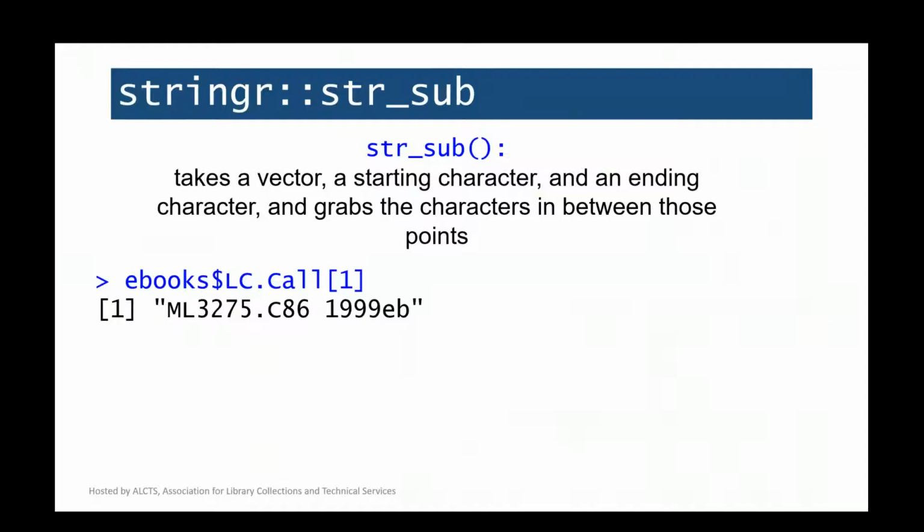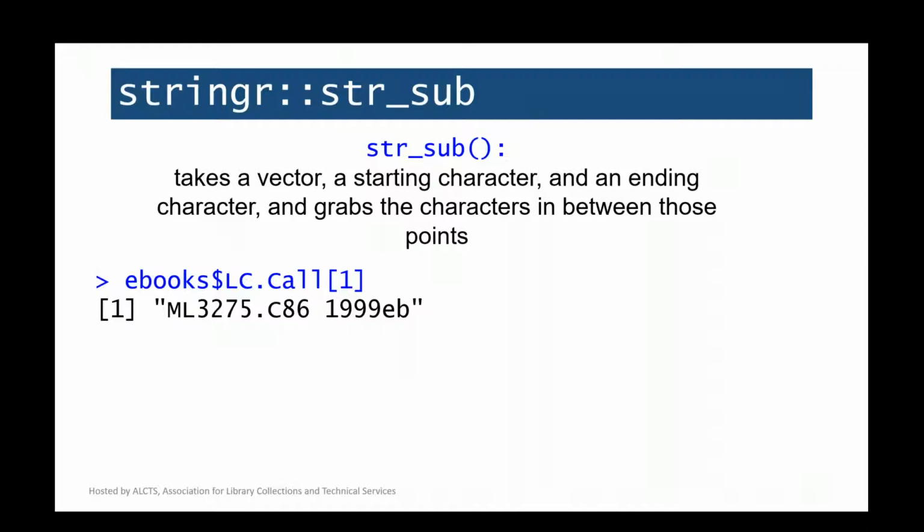The next string function is called string sub. What this does is it takes a vector, again, just like string replace. It takes a starting character and an ending character, and it grabs the characters in between those points. That's what's called a substring. So here I have ebook call number, and you see I have the 1 in brackets there. That means I'm just taking a subset of that vector, the first element, which is M, music book.